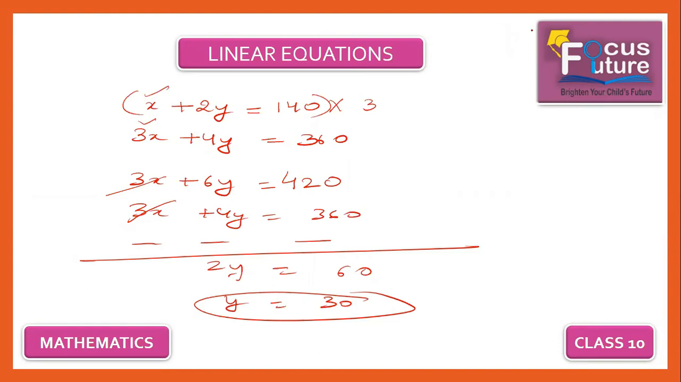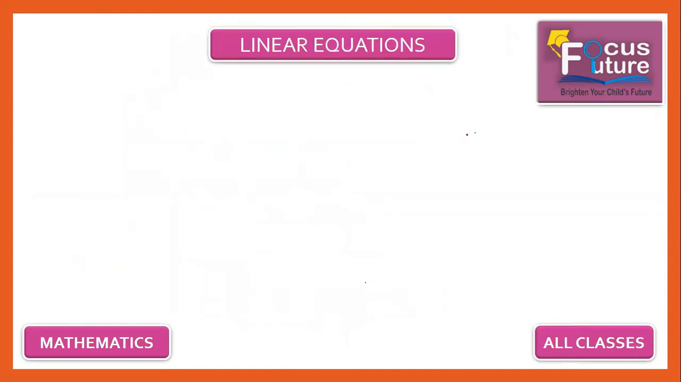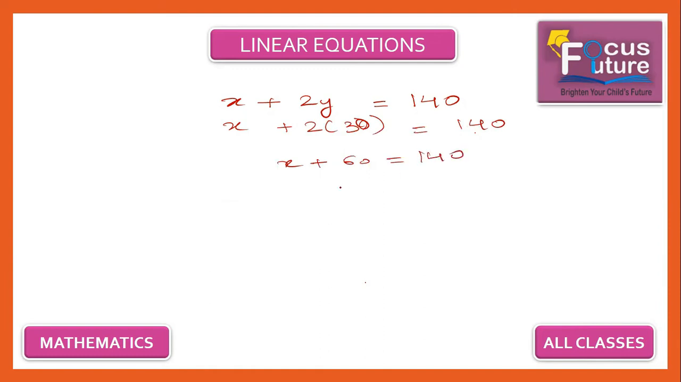So our equation is x plus 2y is equal to 140. And you got the value of y is 30. So x plus 2y, that is 2 into 30, is equal to 140. So x plus 60 is equal to 140 and x is equal to 80. So value of x is 80 and value of y is 30. So this is your answer.